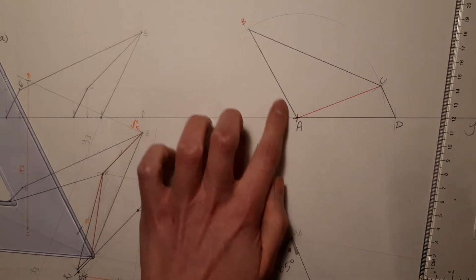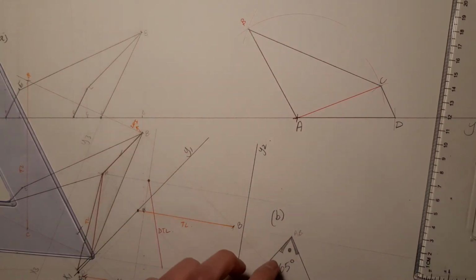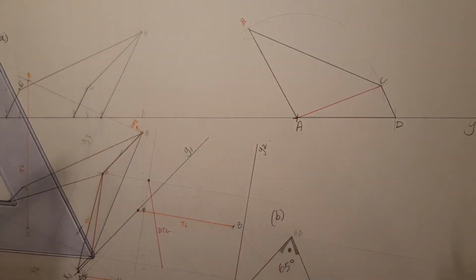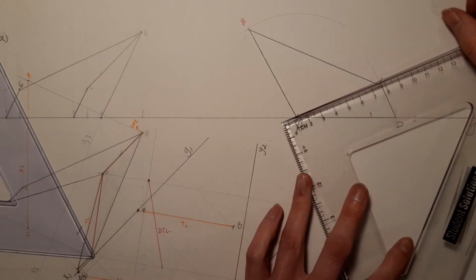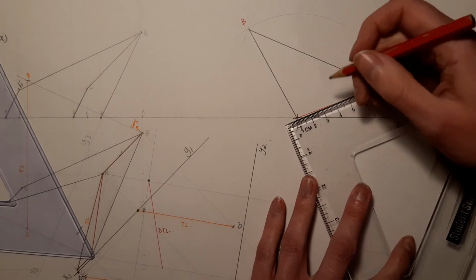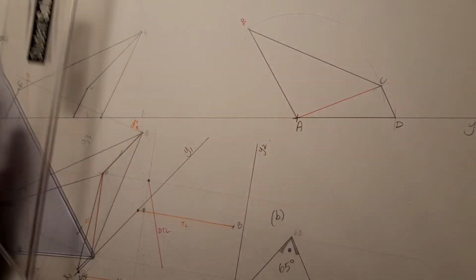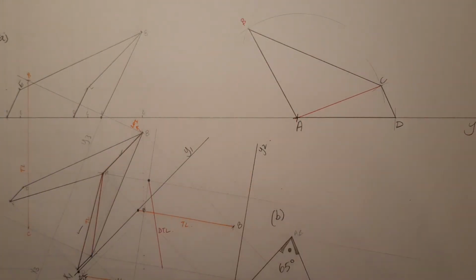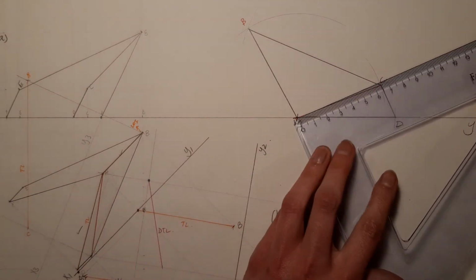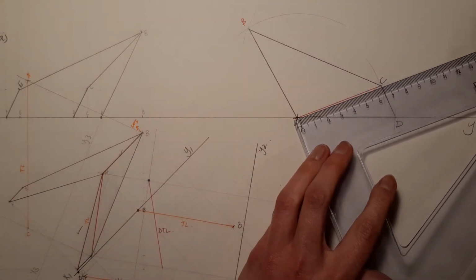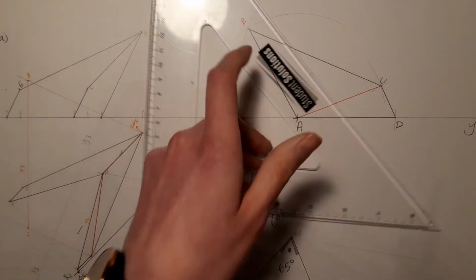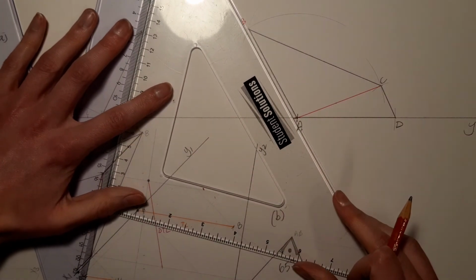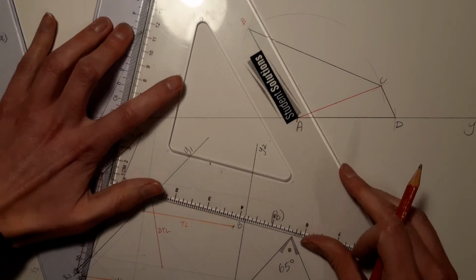So this is my line AB, and I need to figure out where a point is 30 millimeters away from that. Okay, so I need to measure 30. I'm sorry, I'm going to use a better set square than that. I'm just going to slide my set square parallel to the line AB because that will be a consistent distance 30 millimeters away.